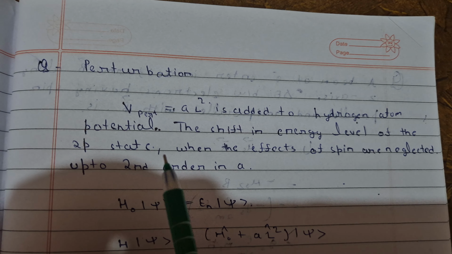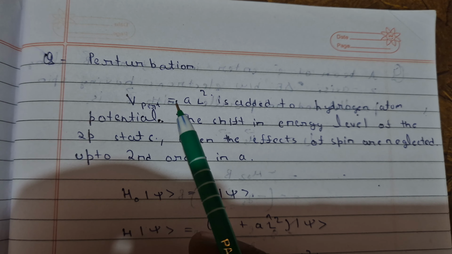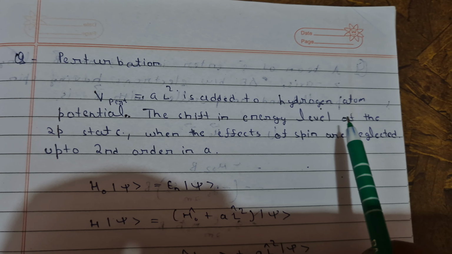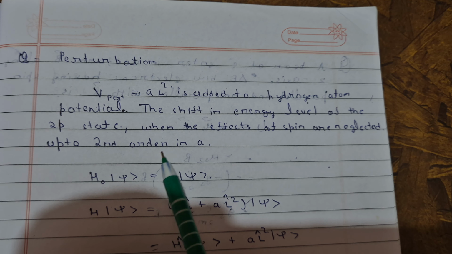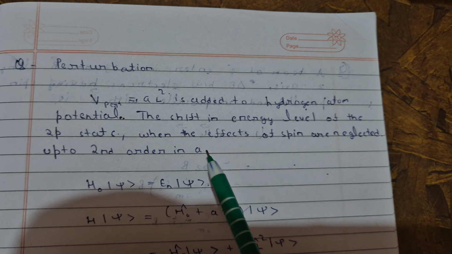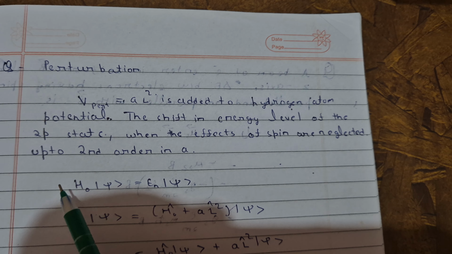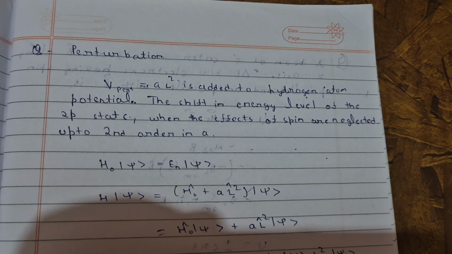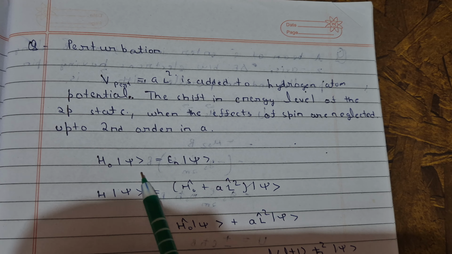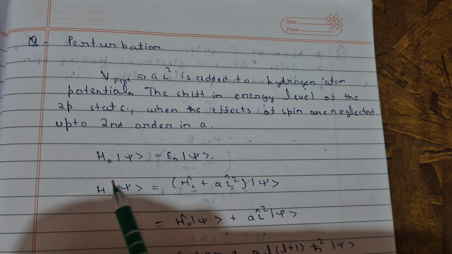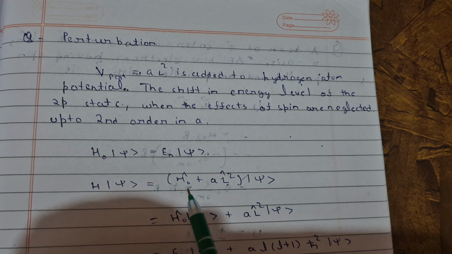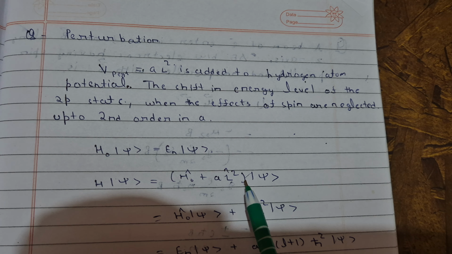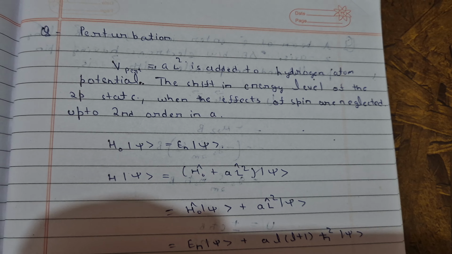Now the next question: a perturbation V_perturb = AL² is added to the hydrogen atom potential. We need to find the shift in the energy level of the 2p state, when the effects of spin are neglected, up to second order in A. So Hψ is given by Eₙψ. But this is the normal case. When there is a perturb term involved, Hψ will be given as (H₀ + AL²)ψ. This is your perturb term.